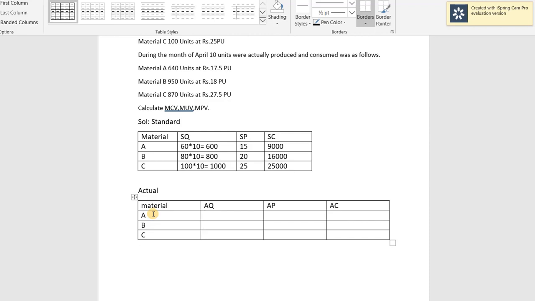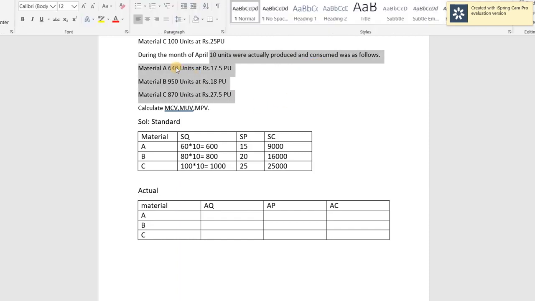So here, we need not multiply with any units. Why? Because for 10 units, they only mentioned the required information here. You can see here 640 units at rupees 17.5. Actual quantity is 640. The actual price is 17.5. 640 into 17.5, it will come to actual cost 11,200.